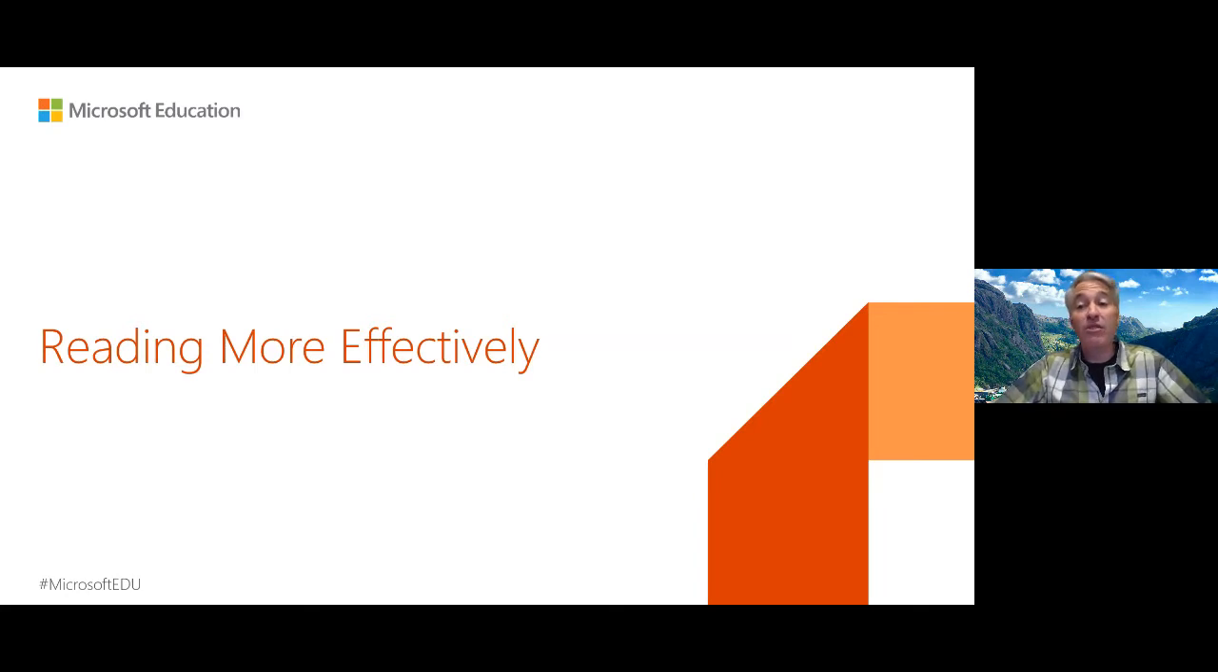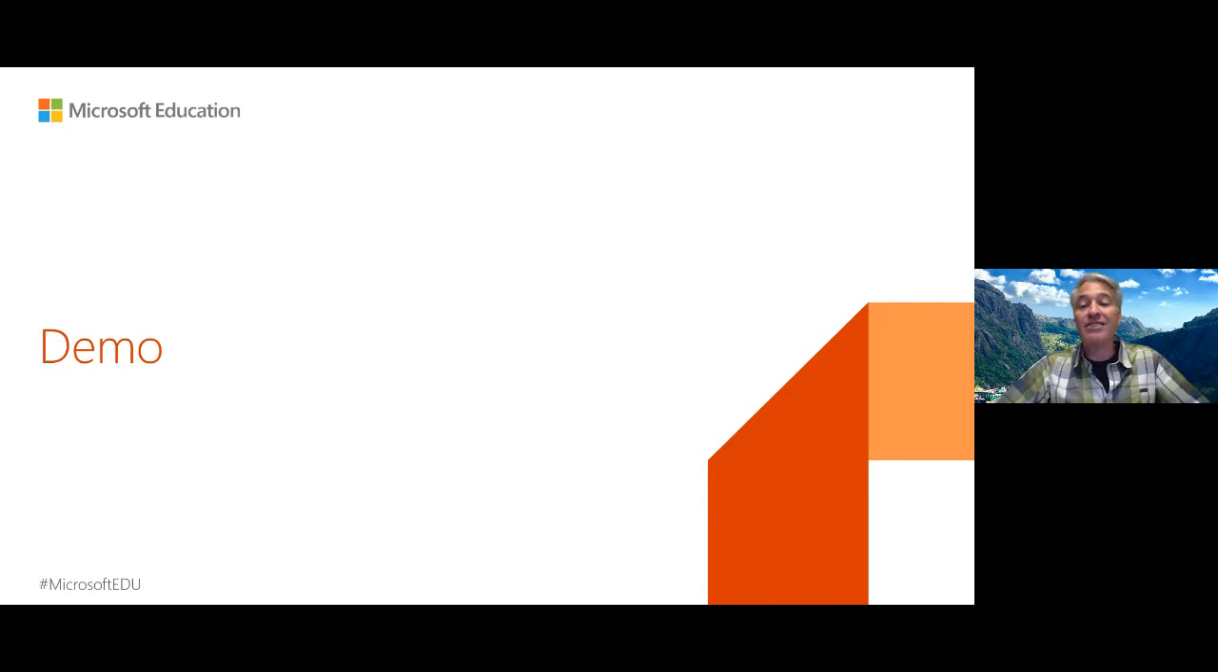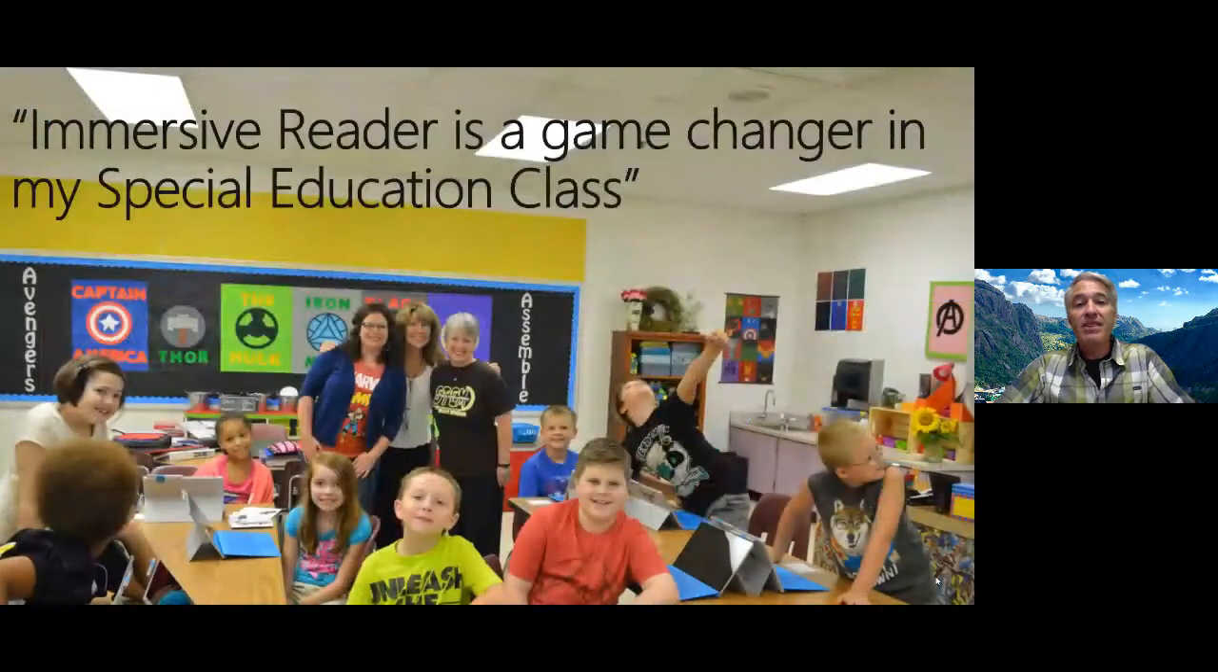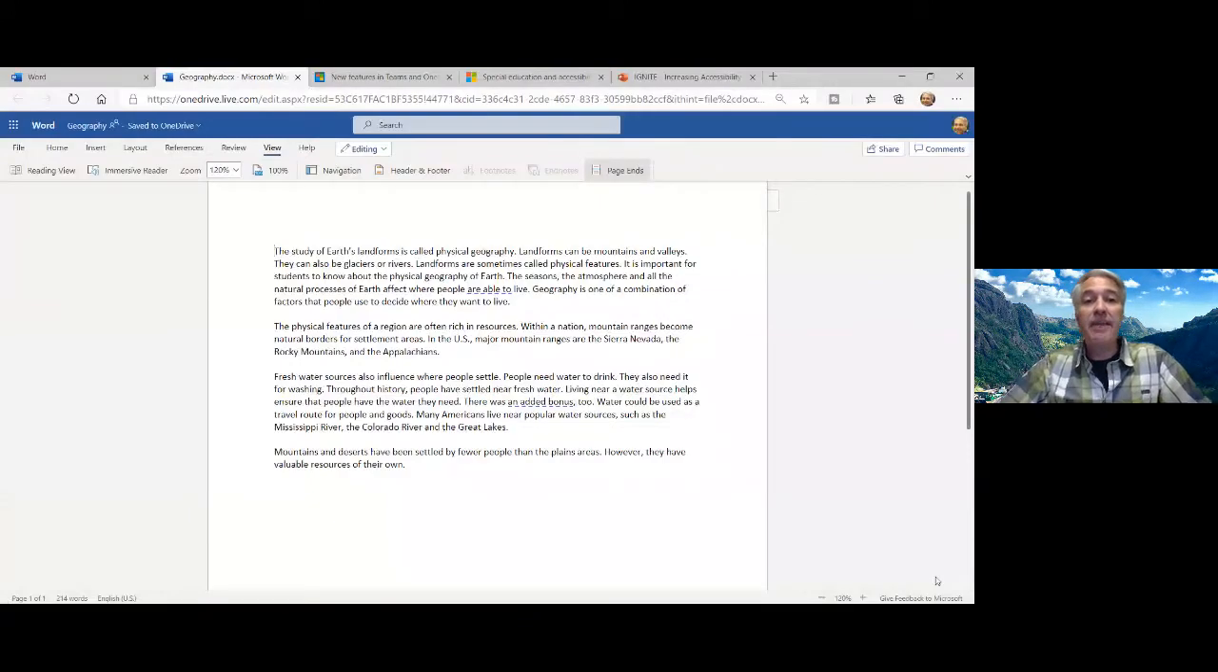So to start out, we're going to go to reading. Reading is probably the most important. It's the skill that unlocks the rest of life in terms of curriculum and accessing content. And so what I'm going to do here is I'm going to show a demo of something that we call the Immersive Reader. So I'm going to switch over, and I'm going to be in the web.